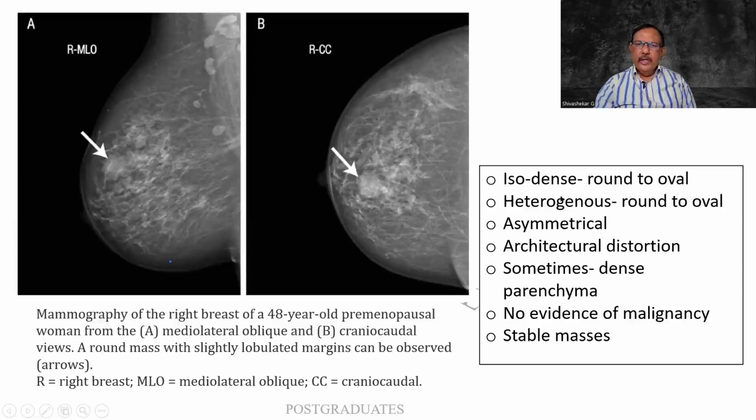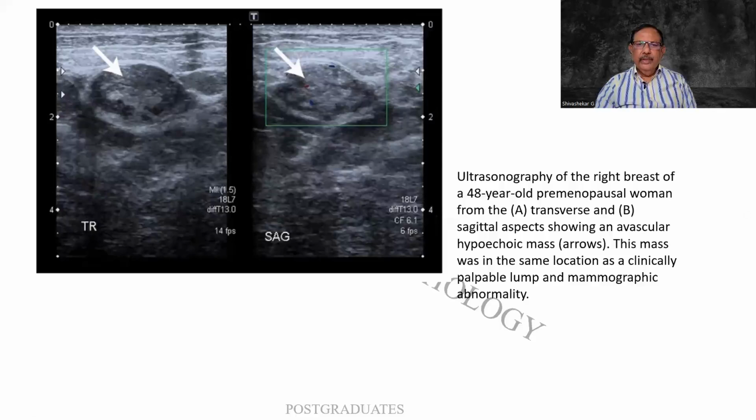It is isodense, round or oval. Heterogeneous it might be. Asymmetrical, maybe bilateral, but then it is asymmetrical. Architectural distortion might be rarely seen. The parenchyma can be proliferating, but usually it is a stromal hyperplasia. There is no evidence of malignancy, and the masses appear to be stable. This is an ultrasound picture of the same, showing the transverse and the sagittal section.